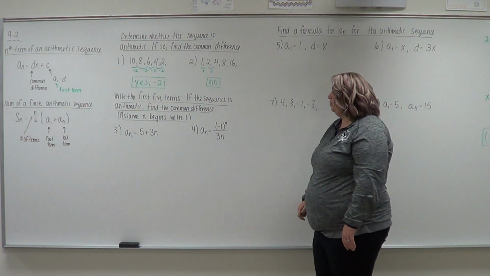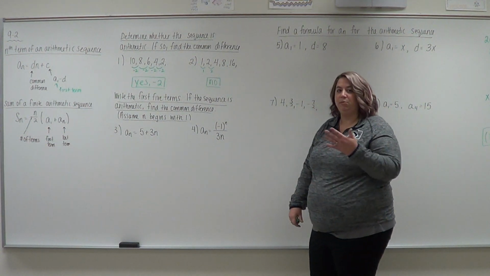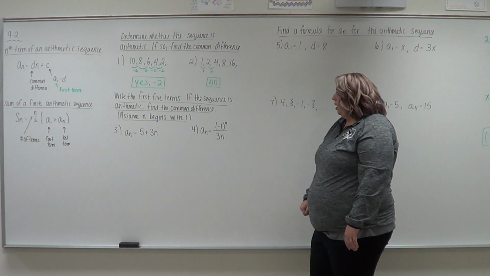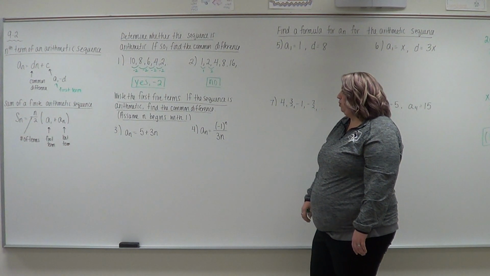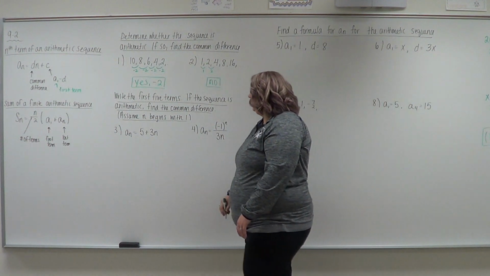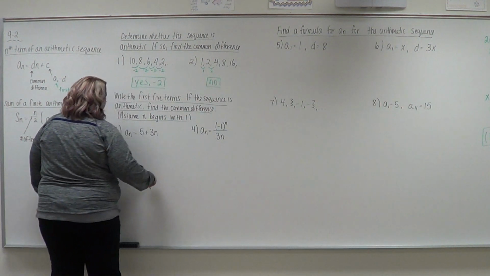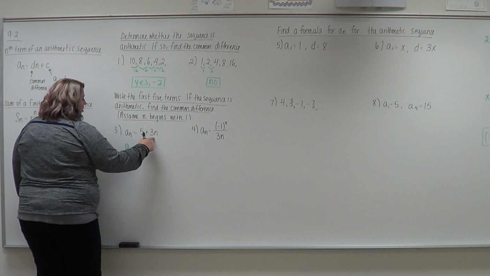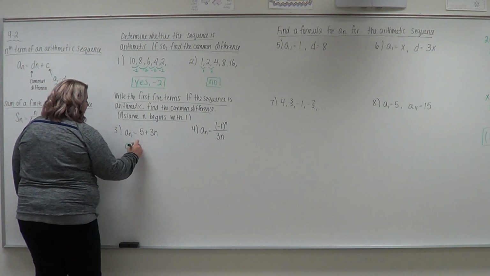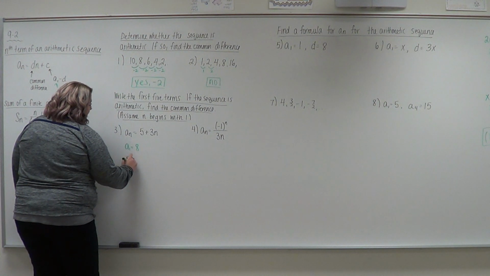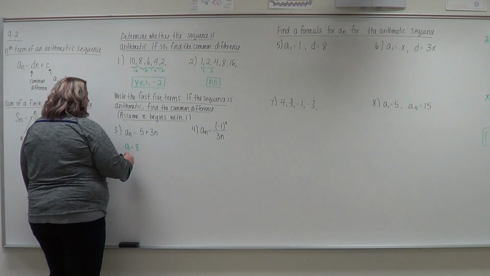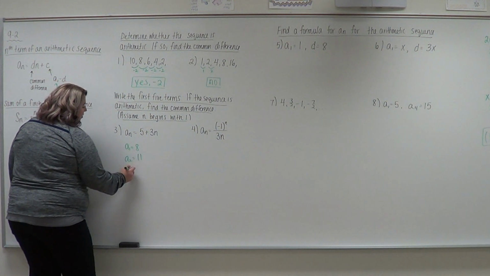The next part says we're going to write the first 5 terms, which is what we talked about yesterday. If the sequence is arithmetic, then you're going to find the common difference. It says assume n begins with 1, so we're going to start by plugging in 1. I'm going to plug in 1 to all my n's, and I only have 1 n on this one. So 3 times 1 is 3, plus 5 would be 8. For the second term, I plug in 2. 3 times 2 is 6, plus 5 is 11.